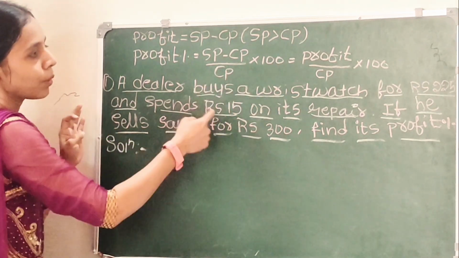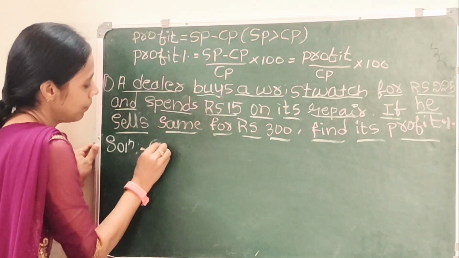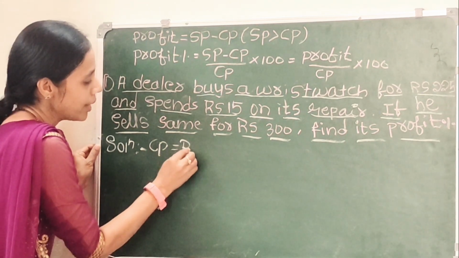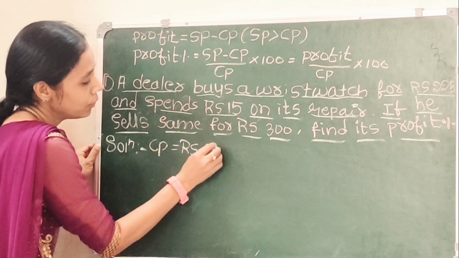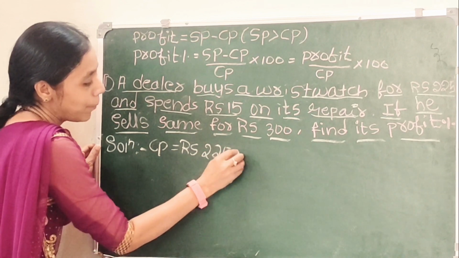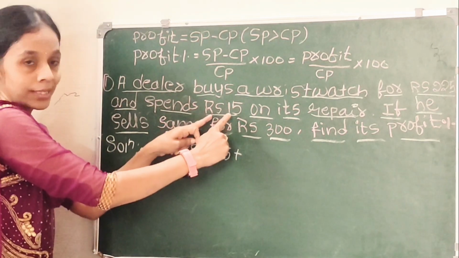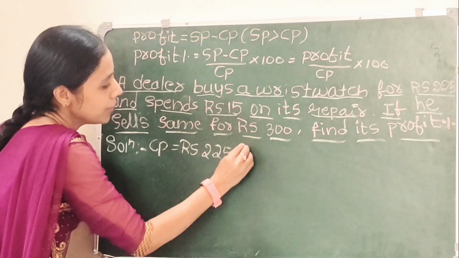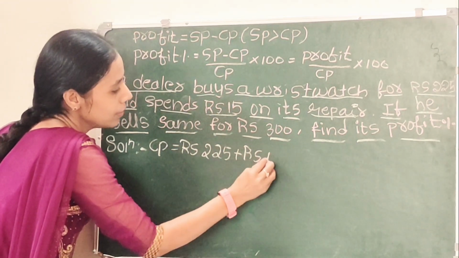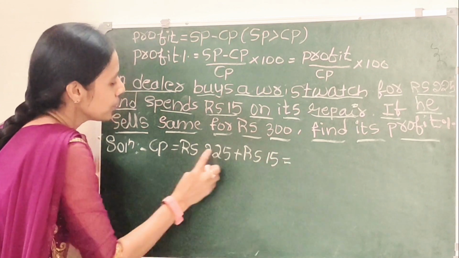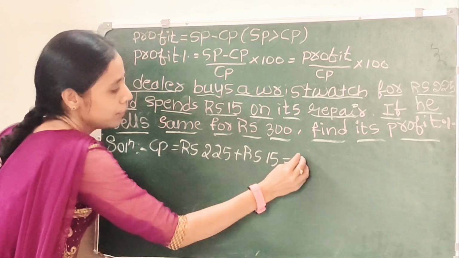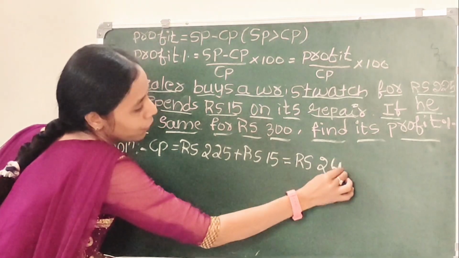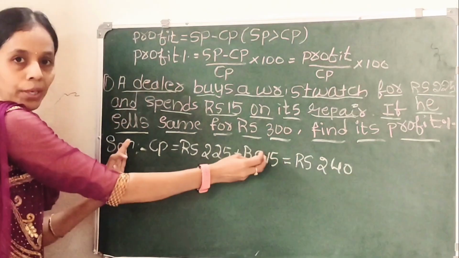In this problem, CP, the cost price, is equal to the original price, Rs 225, plus the overhead price, Rs 15. This overhead price is also included in the cost price. So Rs 225 plus Rs 15 is Rs 240. Okay, this is the cost price.